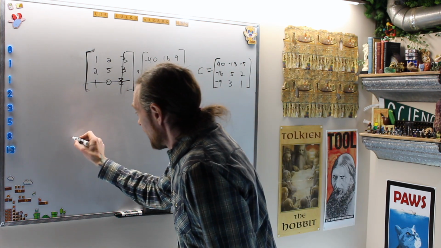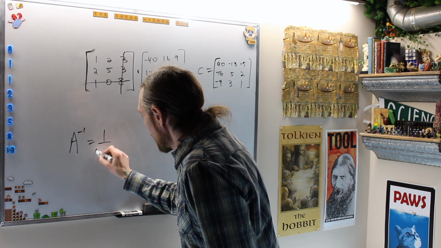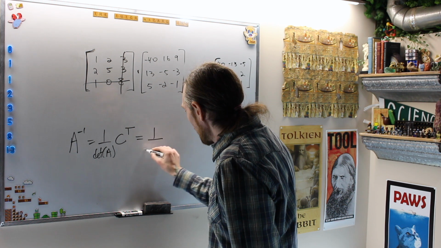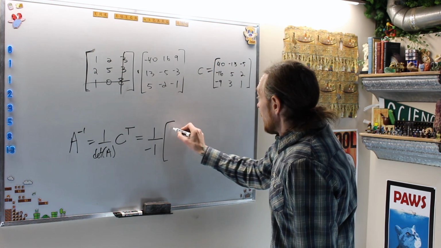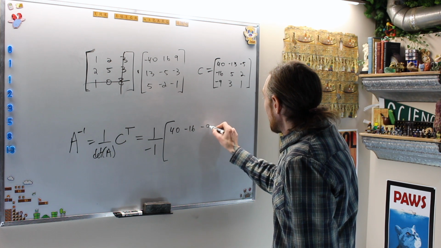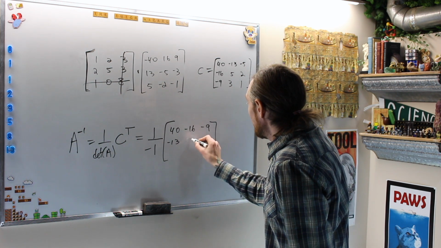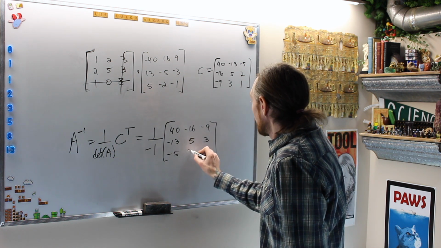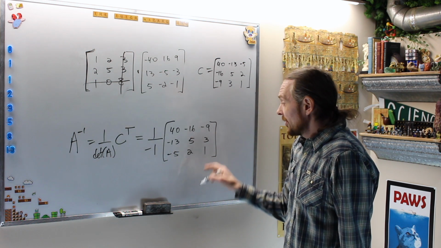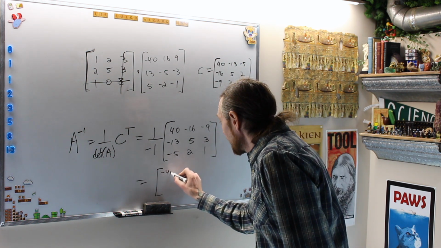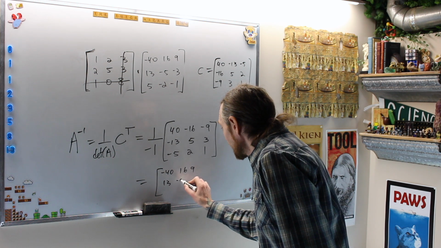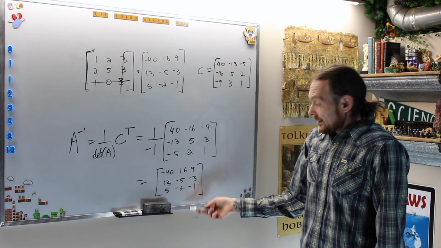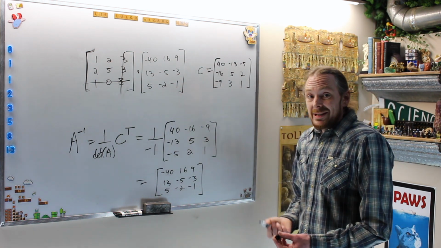This means that A inverse is 1 over the determinant of A times the cofactor matrix transposed, which is 1 over negative 1 times 40, negative 16, negative 9, negative 13, 5, 3, negative 5, 2, 1, which is, if I put the negative in there, negative 40, 16, 9, 13, negative 5, negative 3, 5, negative 2, negative 1. The same matrix. We have two methods of computing the same thing.